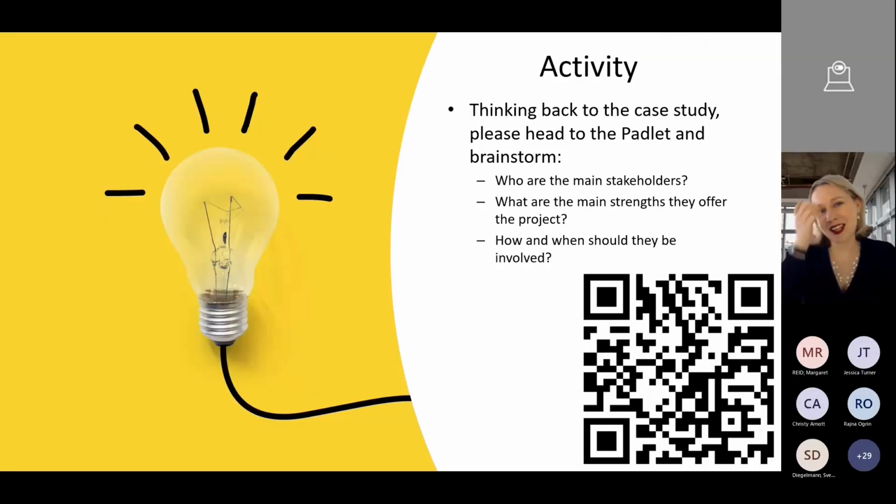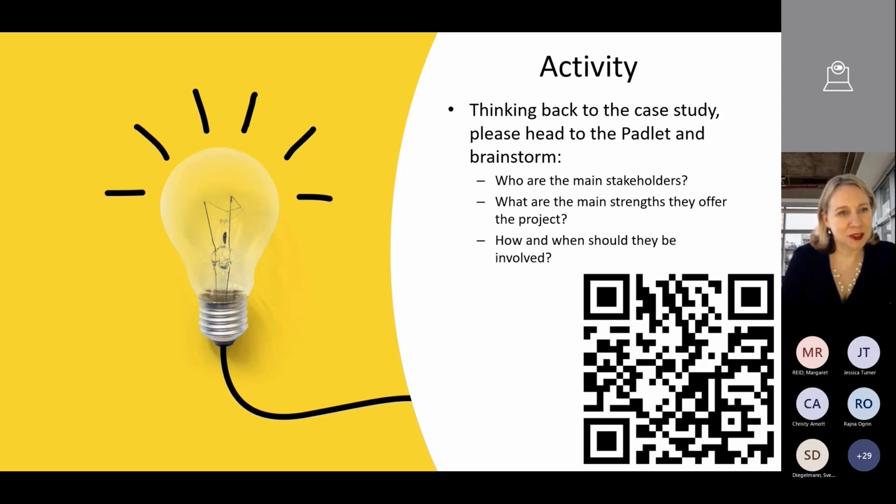So the very last activity, and we may not actually finish this one, but I'll leave it available for anyone who wants to access it, is thinking back to the case study. Who do we think are the main stakeholders? What are the main strengths that they offer, and how and when should they be involved? I'll throw the Padlet link into the chat. And I've put an example in there as well.